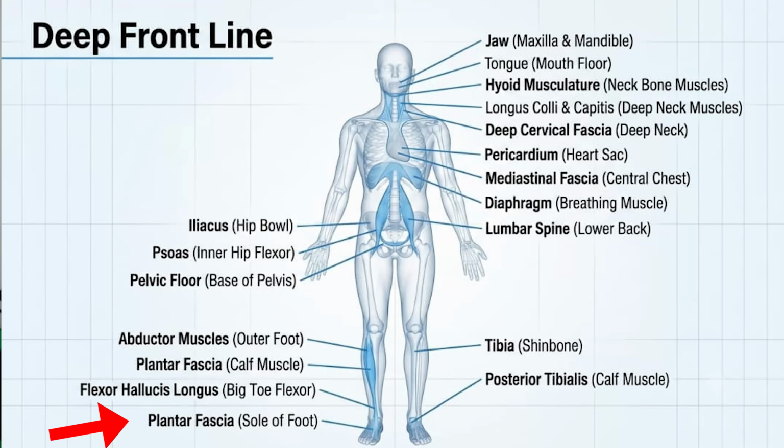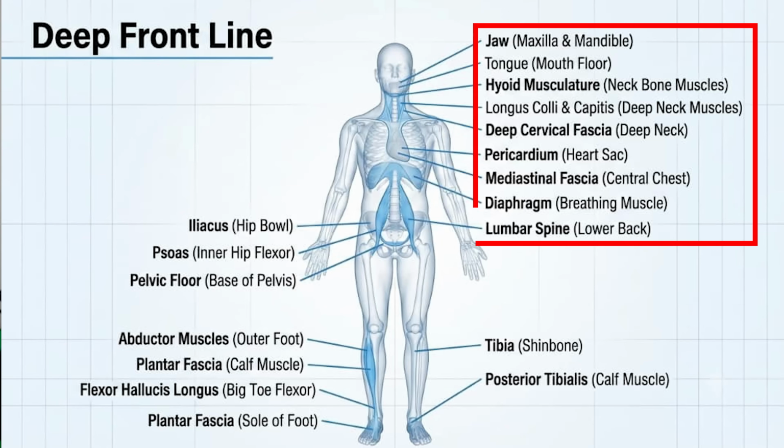Now I'm going to list off a whole bunch of locations and bones and structures so that you can get a good idea. The point is not for you to memorize this, because that's not the point behind this. The point is for you to get how wide and how much this line is attached to us, especially how deep it goes. So it starts at our plantar fascia of the foot, then it goes to the posterior tibialis, flexor hallucis longus, tibia, abductor muscles, pelvic floor, psoas, iliacus, lumbar spine, diaphragm, mediastinal fascia, pericardium, so like the connective tissue surrounding the heart, deep cervical fascia, longus colli and longus capitis, hyoid musculature, your tongue, and your jaw.